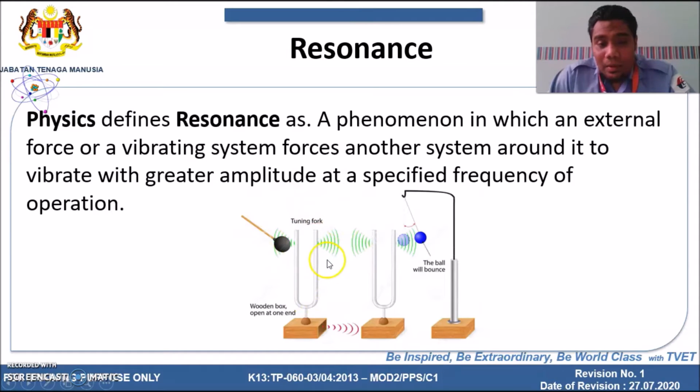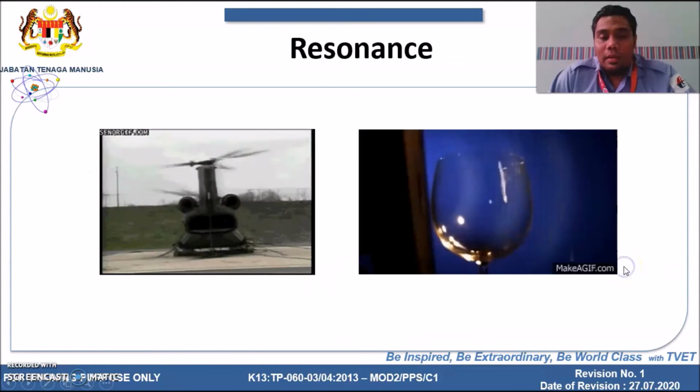Vibration daripada fork yang pertama ni akan berpindah kepada vibration fork kedua, and then vibration from the second fork akan menyebabkan bola itu terhuyung-hayang pada certain amplitude. Okay, that is called resonance because external force or vibrating system force memaksa another system. Force daripada turning fork, the first fork ni akan menyebabkan another fork pun vibrate pada certain amplitude yang akan menyebabkan ball ni pun akan bergerak pada certain amplitude. That is resonance lah. Itu ialah resonance.